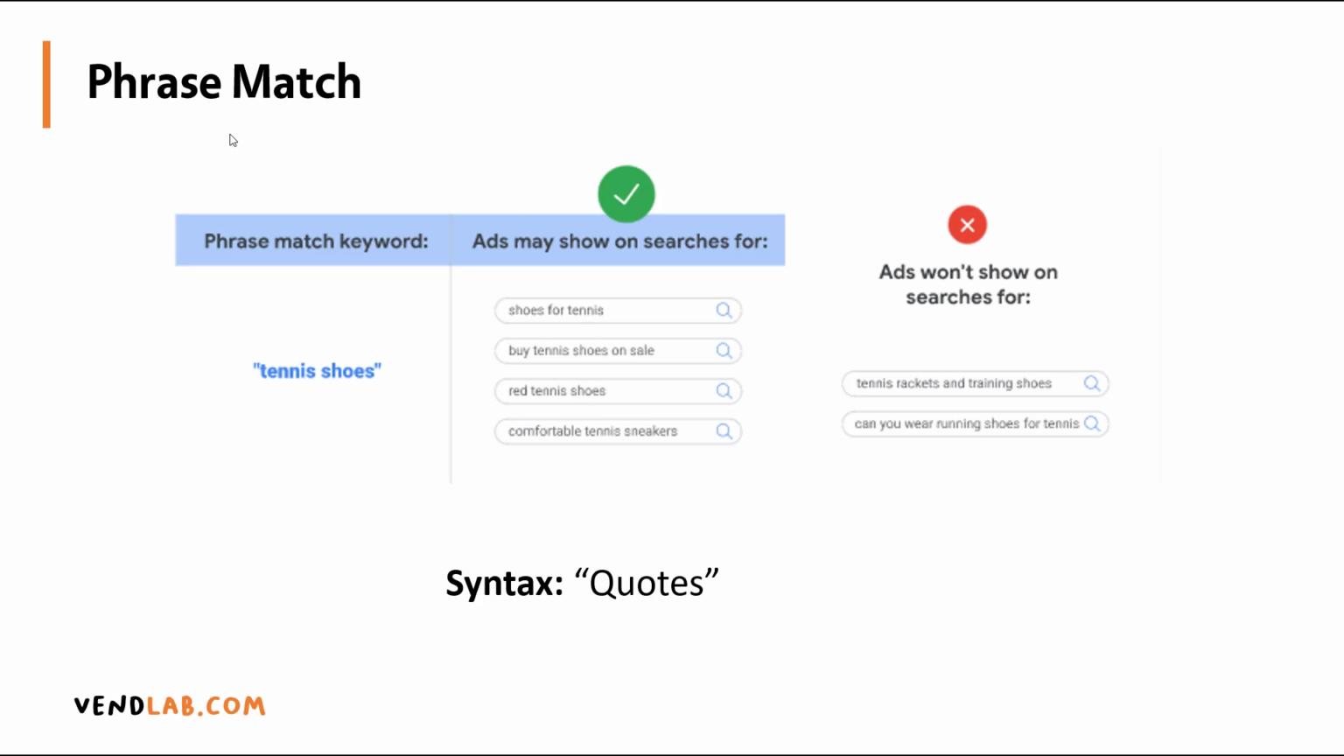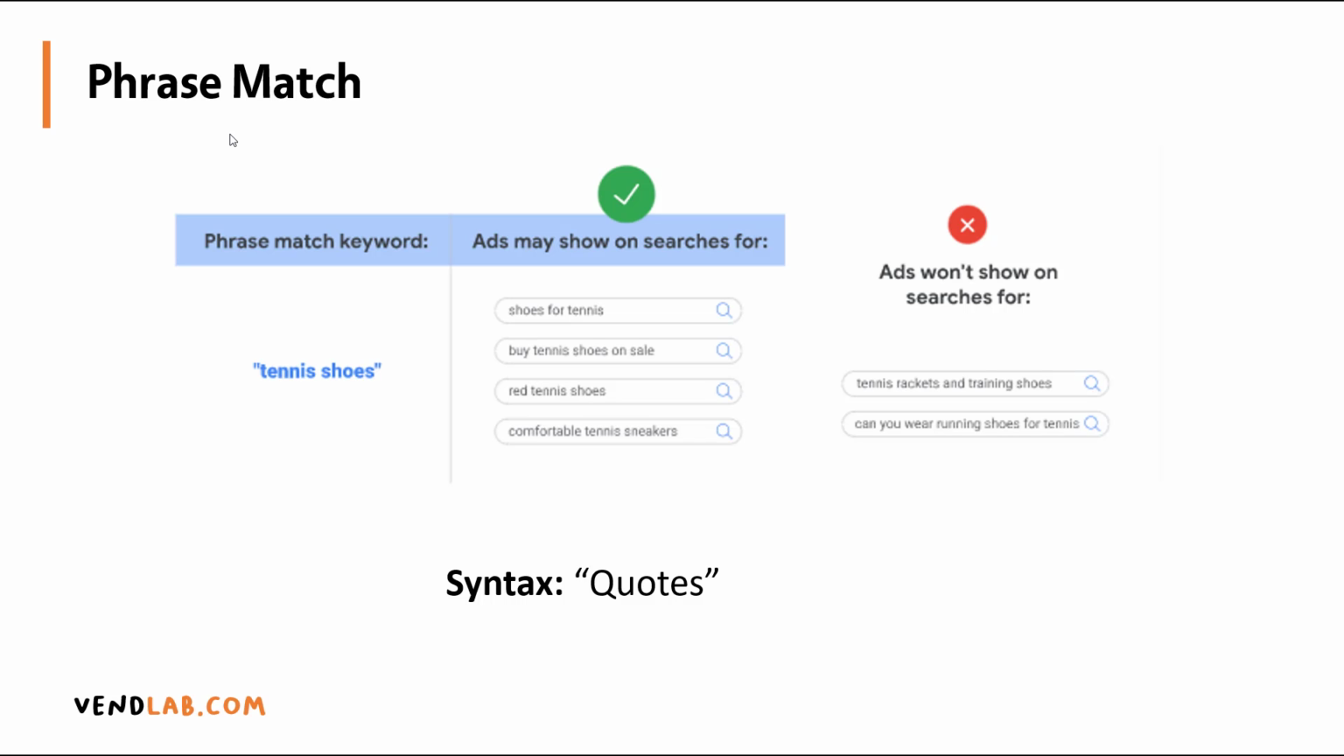Phrase match enables advertisers to be included in more searches than exact match, but fewer than broad match. Ads may be shown if the keywords are included in the same order as specified. They also show for searches that include the meaning of your keyword. So here are some examples of what will and won't work for phrase match.